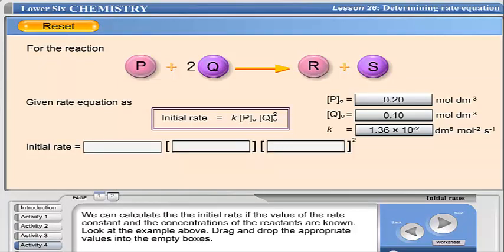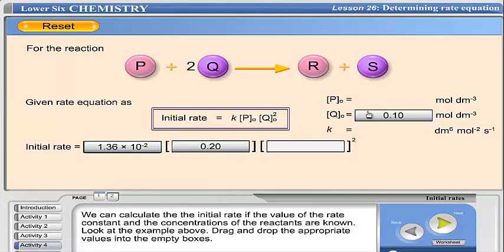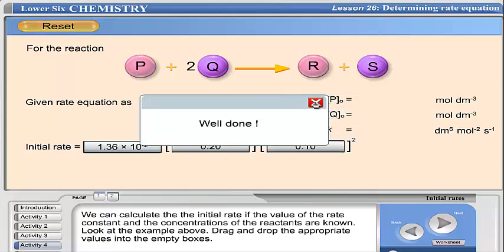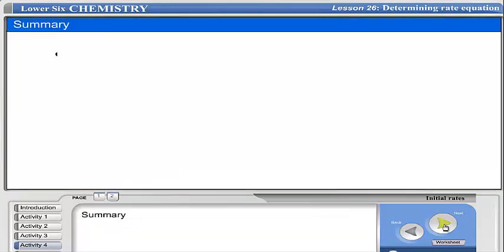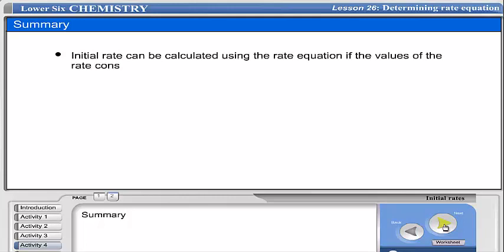We can calculate the initial rate if the value of the rate constant and the concentrations of the reactants are known. Look at the example above. Drag and drop the appropriate values into the empty boxes. Initial rate can be calculated using the rate equation if the values of the rate constants and the reactant concentrations are known.